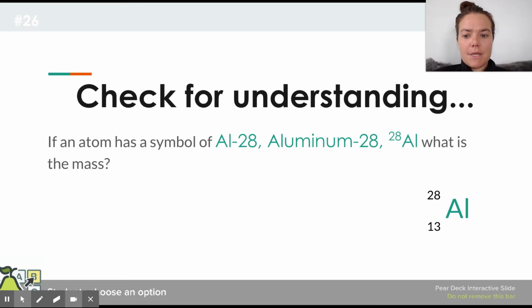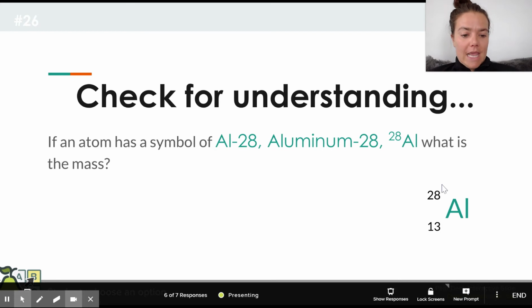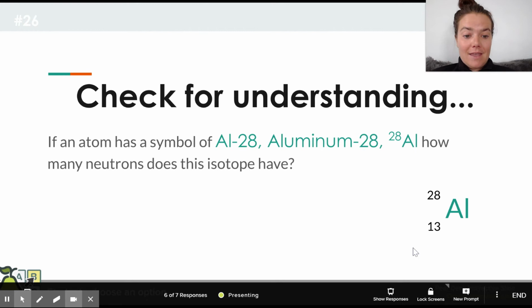So let's check and make sure that we get this. If an atom has a symbol of aluminum-28, or this other version of the symbol, what is the mass of this particular aluminum? The mass is that 28. Now, using that and our knowledge that the atomic number is 13, how many neutrons does it have? Yep, 28 minus 13 is 15.